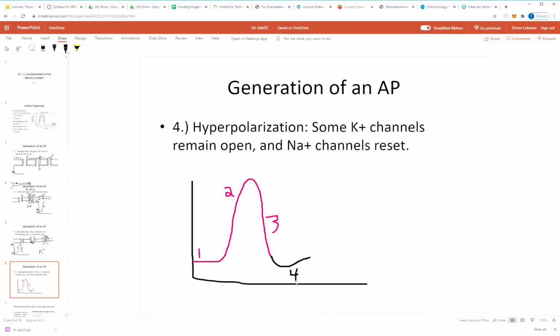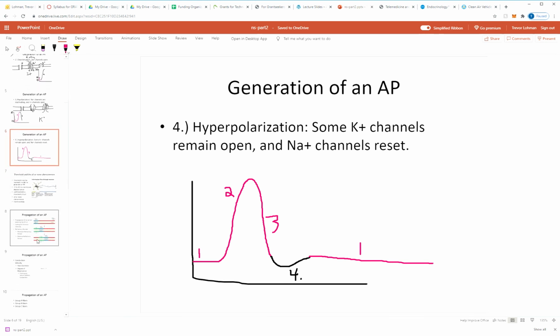So, hyperpolarization. Some potassium channels are still open, and the sodium channels are now resetting, where the activation gates are closing and the inactivation gates are opening again. So functionally, sodium channels are still closed. Leakage channels are always open, but during hyperpolarization, some of the voltage-gated potassium channels are still open. So we overshoot our target. We go below rest, and then we come back to rest. So here we are again, back at rest. That should be a flat line. That is one action potential.